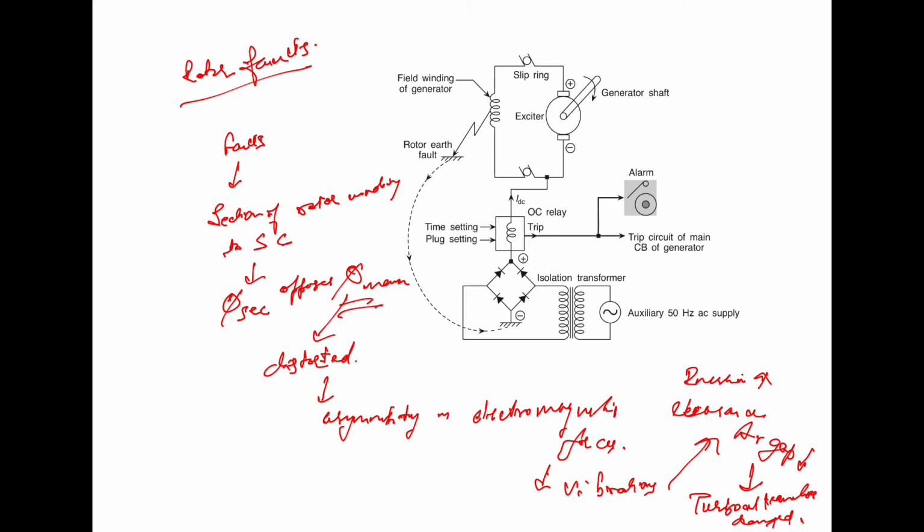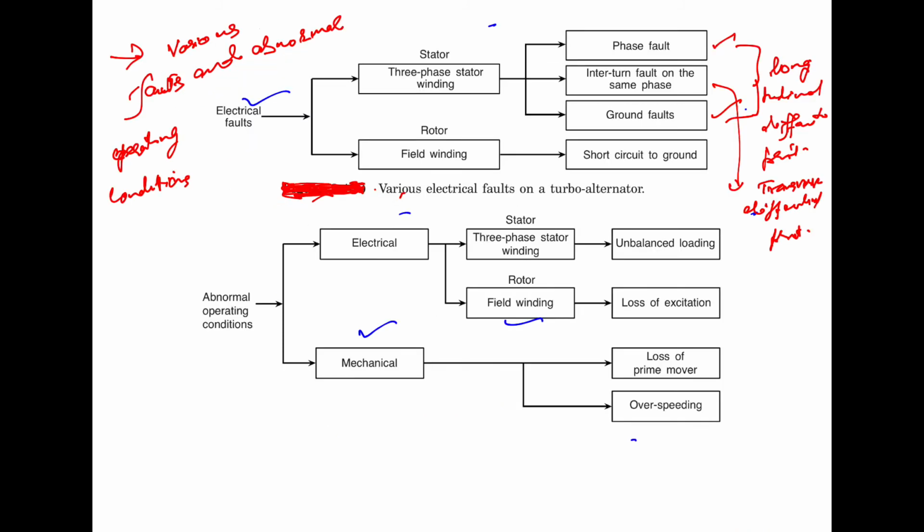Now we will discuss the abnormal operating conditions, and under the abnormal operating conditions we will first discuss the three-phase stator winding in case of electrical and unbalanced loading. Now what are abnormal operating conditions? As you know, a generator cannot be considered in isolation because of the very large number of other equipments which are connected to it.